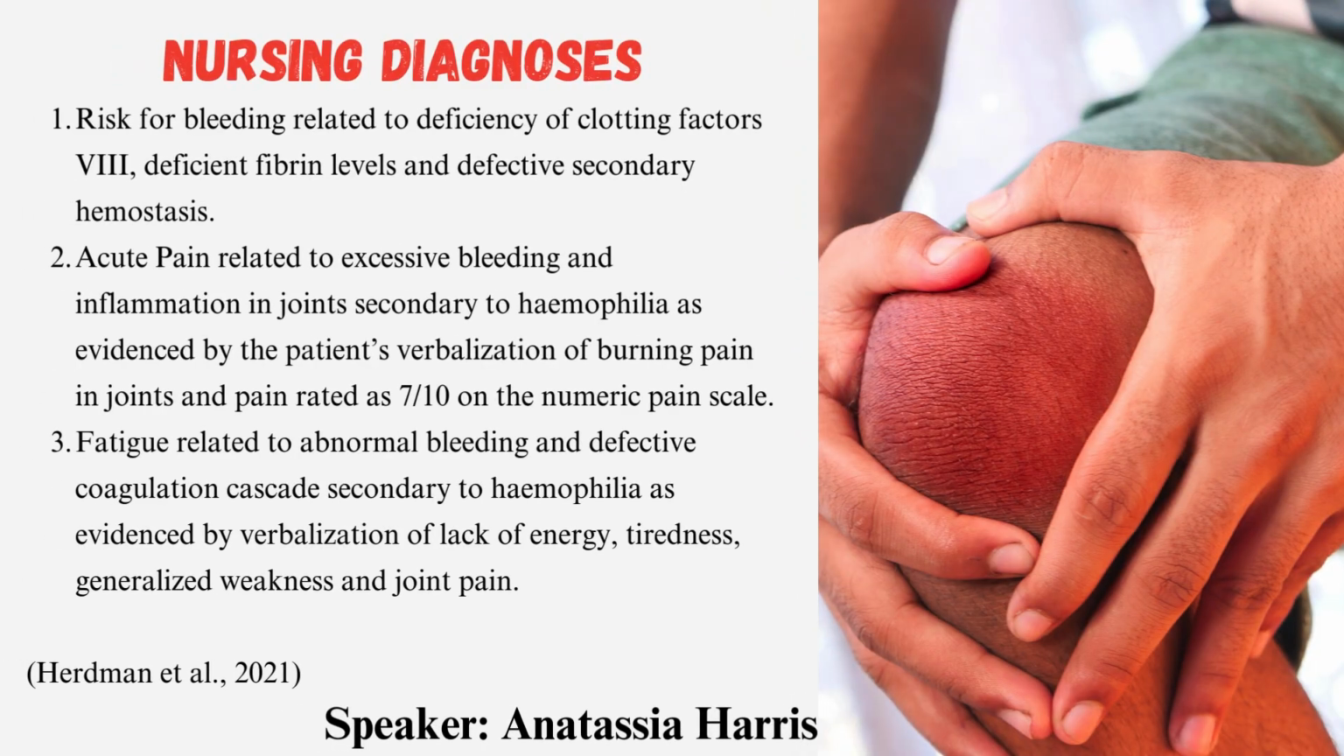The nursing diagnosis formulated based on the scenario showcased on the previous slide is as follows. Risk for bleeding related to deficiency of clotting factor 8, deficient fibrin levels, and defective secondary hemostasis. Secondly, acute pain related to excessive bleeding and inflammation in joints secondary to hemophilia, as evidenced by the patient's verbalization of burning pain in joints and pain rated as 7 out of 10 on the numeric pain scale. If writing a care plan, an acute pain diagnosis would be the priority diagnosis.